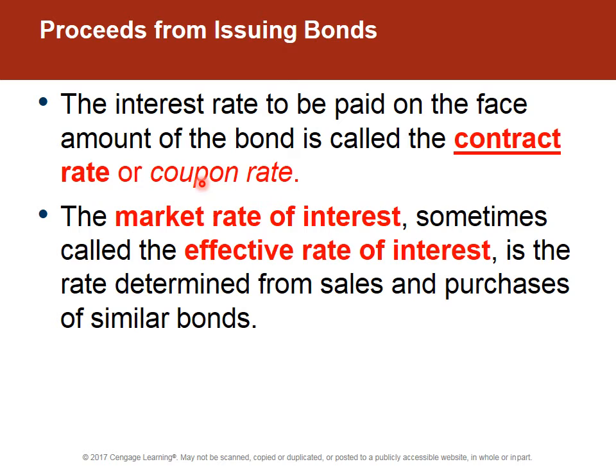So if you have a $1,000 bond that has an interest rate of 6%, then that $1,000 bond is going to pay $60 a year or $30 every 6 months if it's a semi-annual bond payment. And that's the contract rate. Now, sometimes, frequently we should say, the market rate of interest is different. It's also called the effective rate of interest. And that's going to affect what happens whenever we issue our bonds. And they are called bond issuances. That means that we've sold the bonds, essentially.